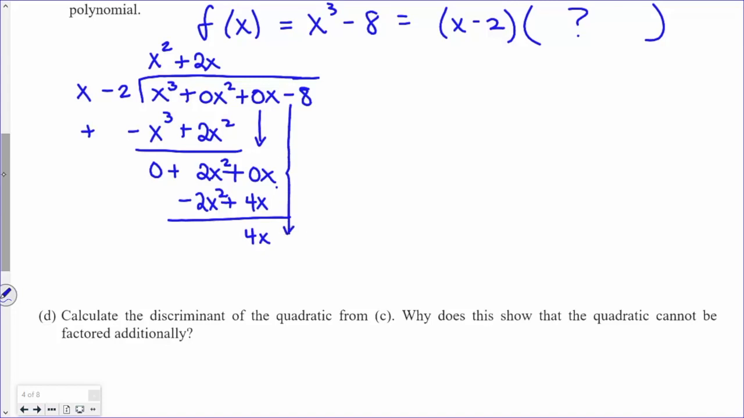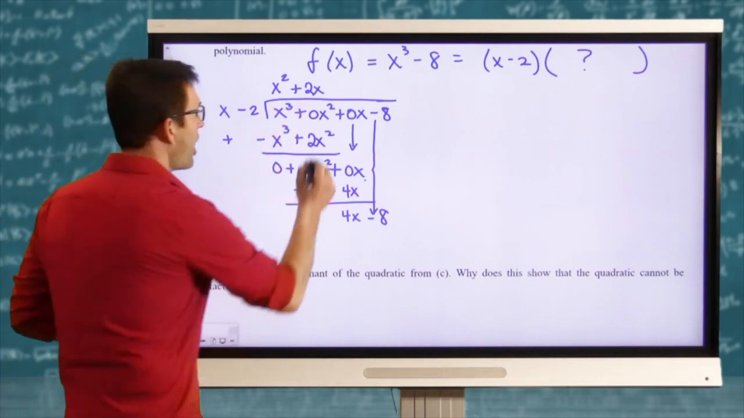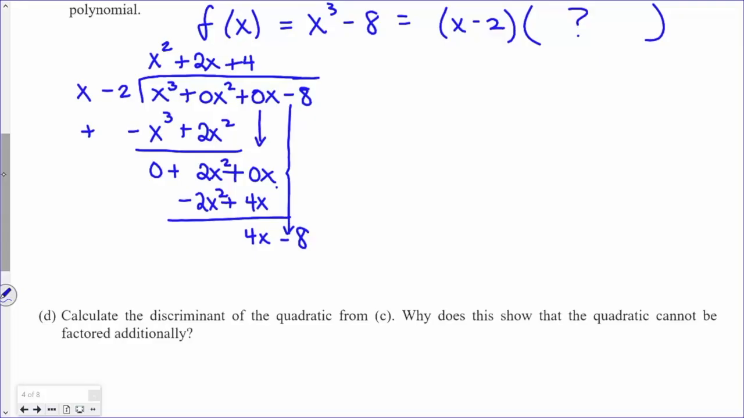Drop down my negative 8. All right, 4x minus 8. What do I have to multiply this by? It's got to be positive 4. So if I do that, 4 times x is 4x. 4 times negative 2 is negative 8. And then when I do that subtraction, I have a remainder of 0.